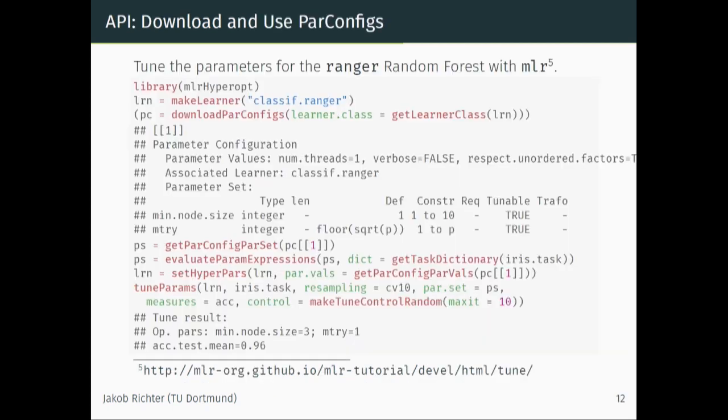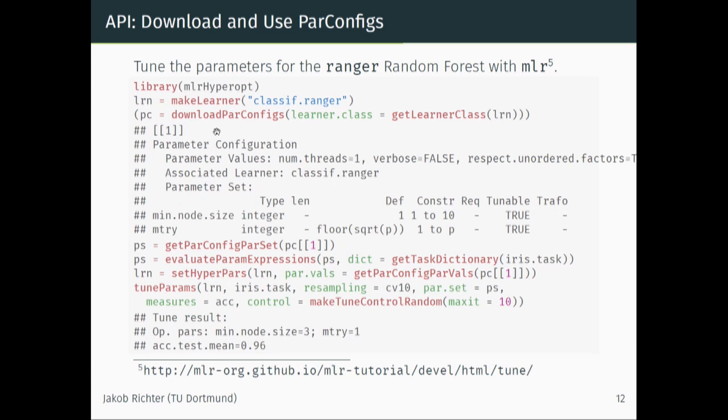So how to access this API? For example, now I have a new method I don't know anything about. It's called Ranger. I heard that this is a quite good random forest implementation, but I don't know what parameters I should tune. I can just say, download parameter configs for this learner class. Then I will get this result.